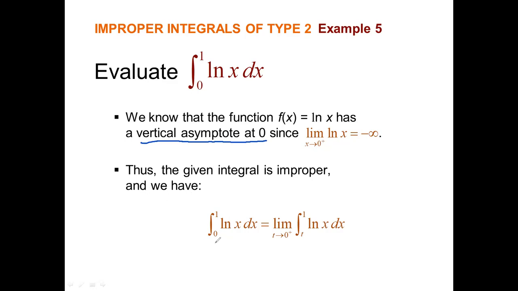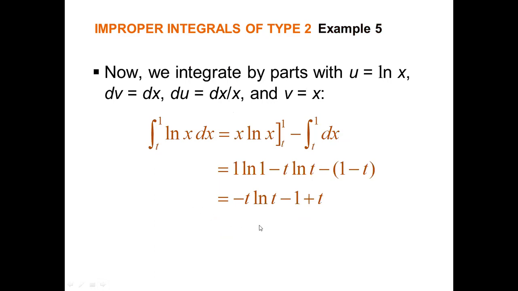And we have the integral of ln of x from 0 to 1 equal to the limit of the integral from 1 to t of ln x dx as t approaches 0 from the right. So you can see that one. So I will proceed. And now if you integrate by parts, this is your answer, actually, when you do by parts.